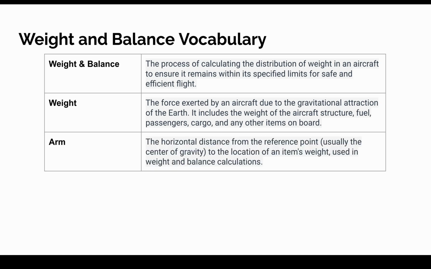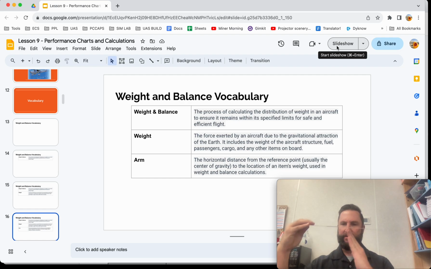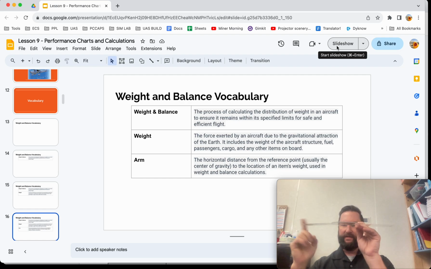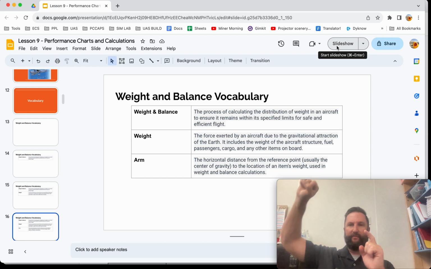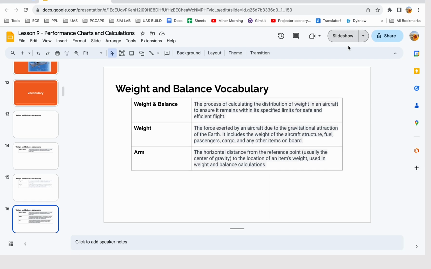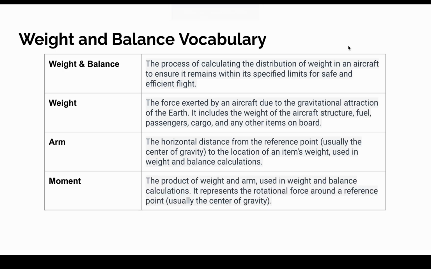Arm. The horizontal distance from a reference point to the location of the item's weight, usually used in weight and balance computations. So if you imagine a lever, you've got a fulcrum and then you have a lever going across it, okay? So the distance from the fulcrum to the edge of the lever, that's the arm. And the longer a lever is, the more force it can exert with the same amount of effort. With a short arm, you could move a big stone, but if you had a really long lever, you could move the same big stone using the same force. So we use the term arm in flying, and I'll explain more about that in class.